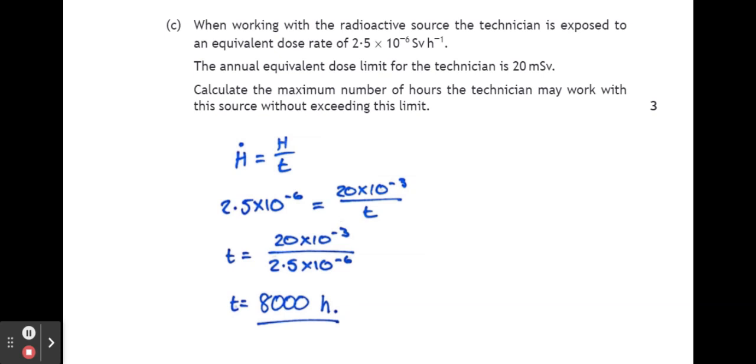That's about 330 days, if you're interested, which means it's unlikely the worker will be spending 24 hours a day, 7 days a week for nearly a whole year with this source. So therefore, it's not going to exceed their dose limit.